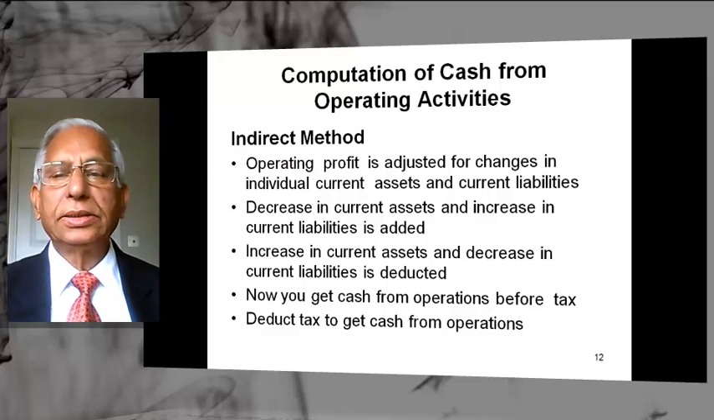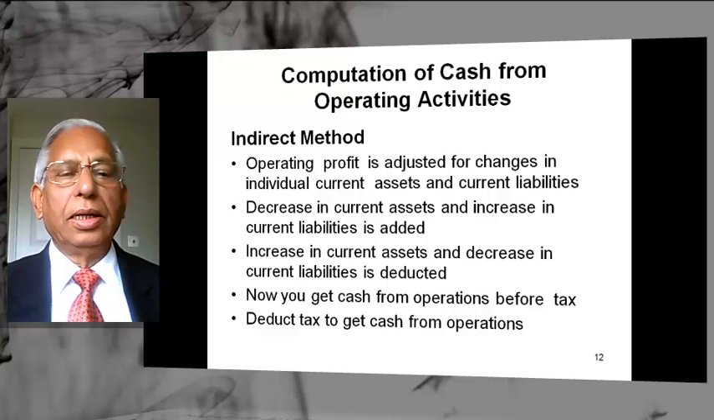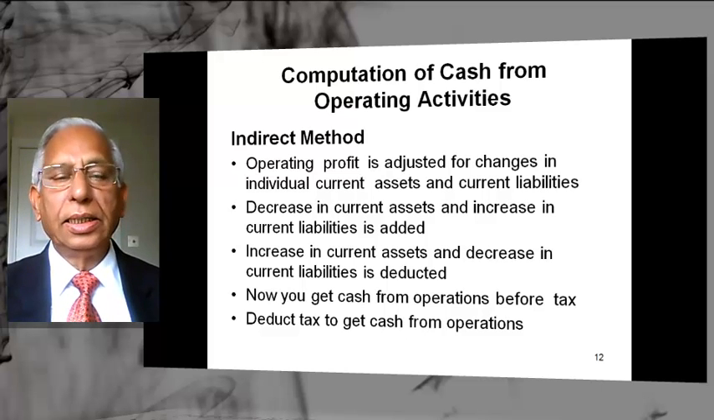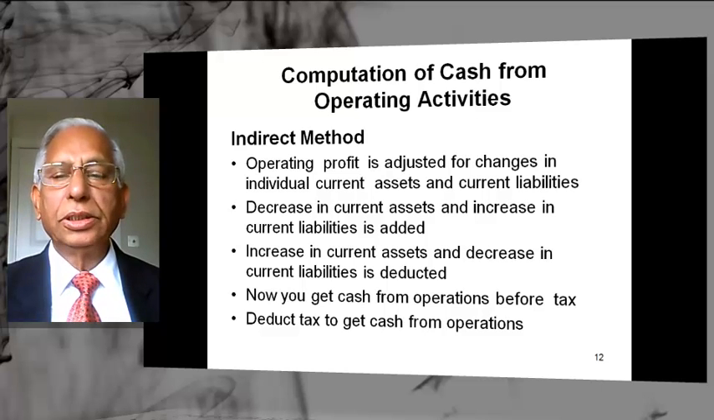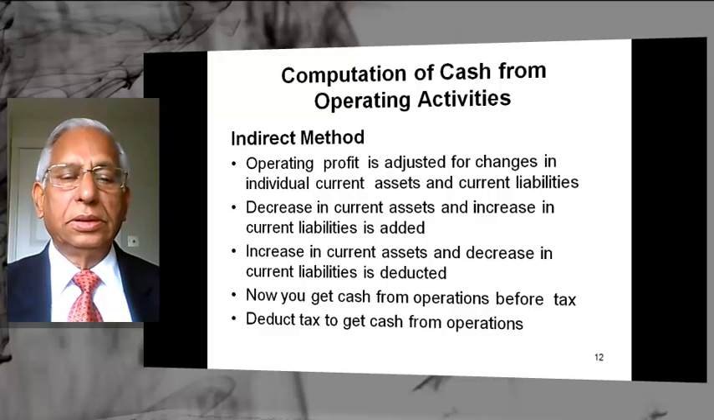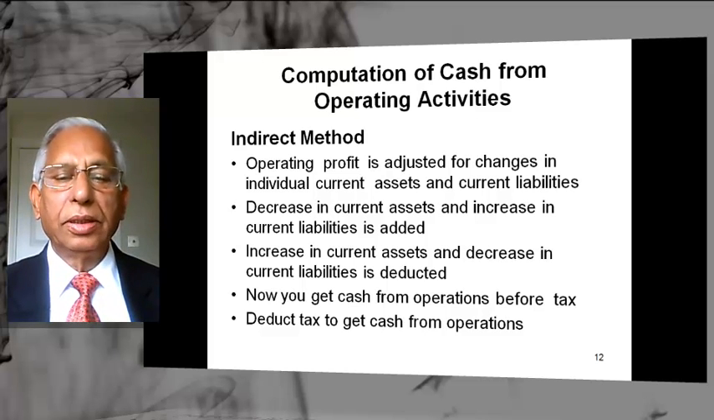changes in current assets and current liabilities. A decrease in current assets and an increase in current liabilities is added, an increase in current assets and a decrease in current liabilities is deducted. Now you get cash from operations before tax. From this you deduct tax and the balancing figure will be cash from operations.